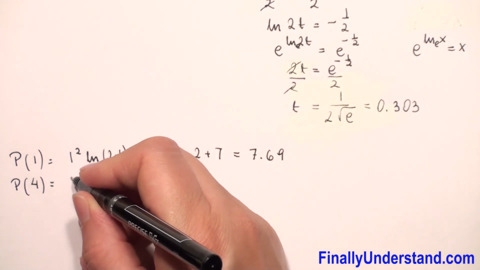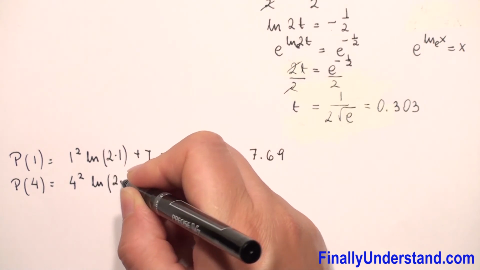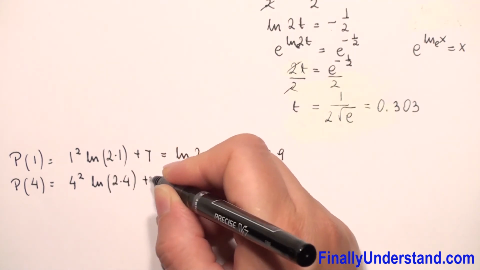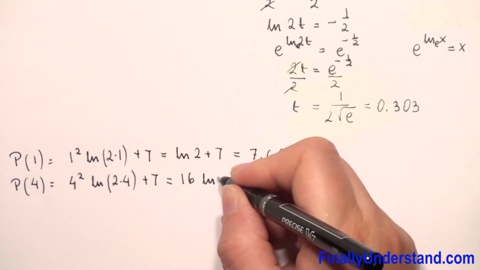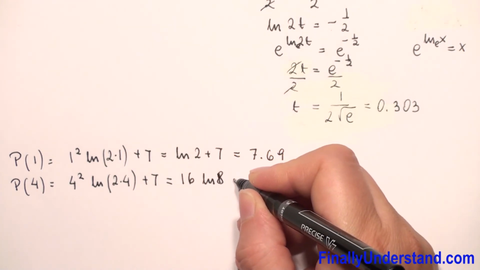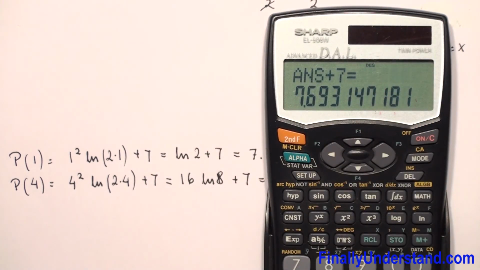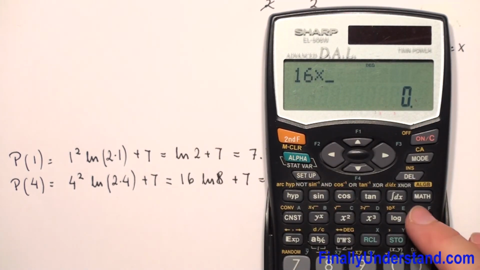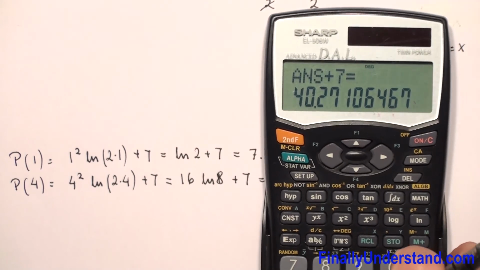And we have 4 to the second power times natural log of 2 times 4 plus 7, this is equal to 16 natural log of 8 plus 7, this is equal to 16 times natural log of 8 plus 7, this is equal to 40.27.